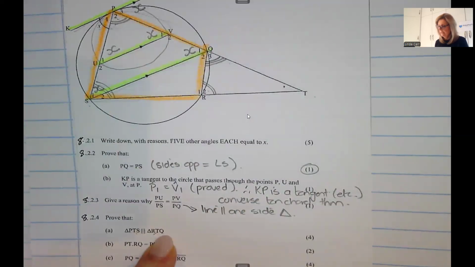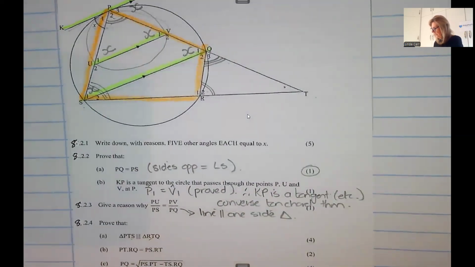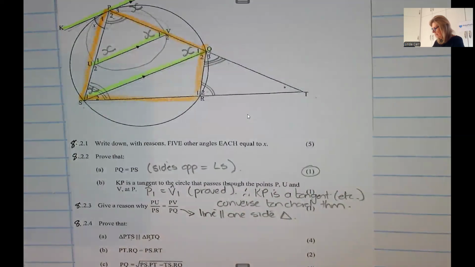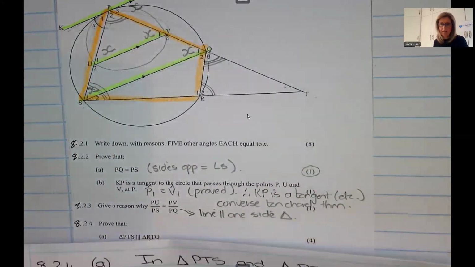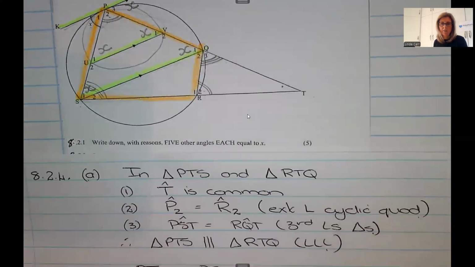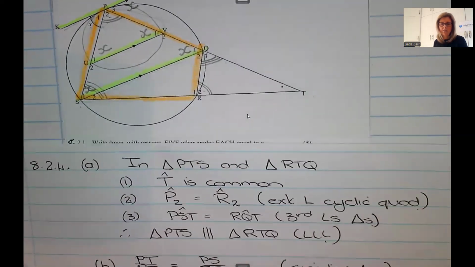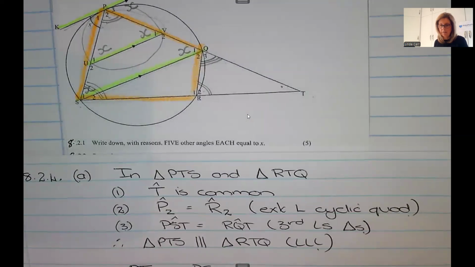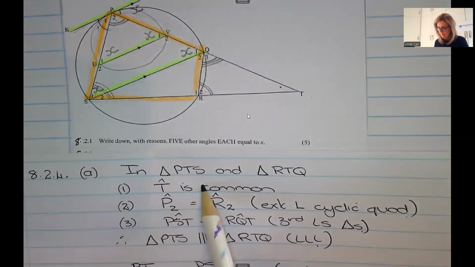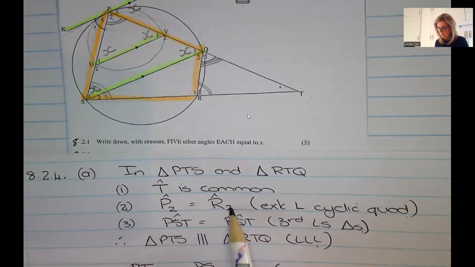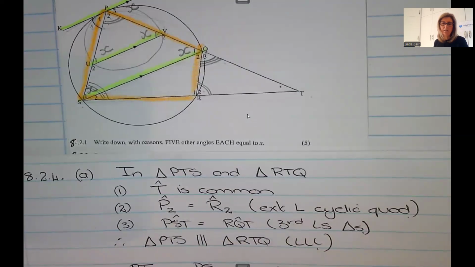So a really lovely similarity proof. I'm going to just put it up for you instead of taking the time now to write it all out. So there are the two triangles that we're trying to prove similar. Angle T is common. P2 and R2, exterior angle of cyclic quad. Third angles. Therefore, the two triangles are indeed similar.